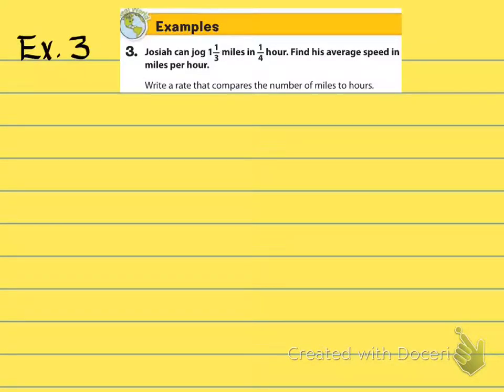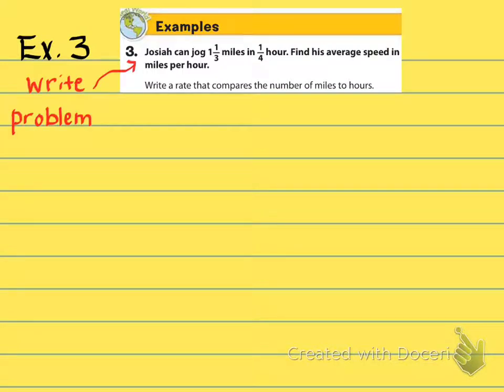So I would like you to go ahead, and normally I don't ask you to write the problem, but for this one I would like you to go ahead and write: Josiah can jog 1 1/3 miles in 1/4 hour. Find his average speed in miles per hour. So I do want you to go ahead and write the problem.